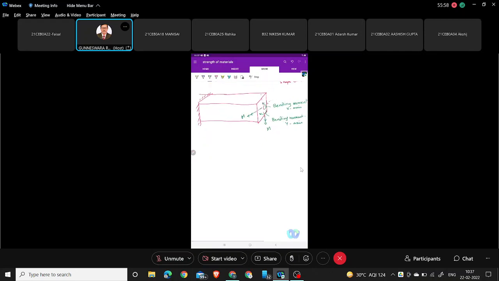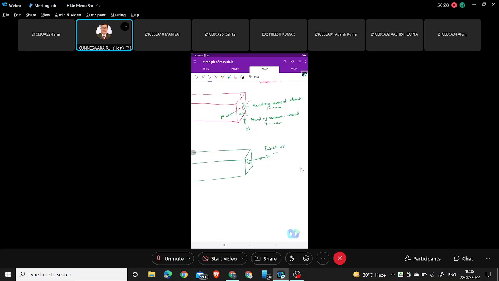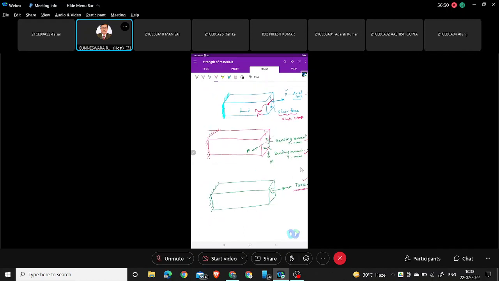Okay, so one is bending moment about x-axis, the other bending moment about y-axis. Say, for example, if you are having the same block, and this block is acted upon by a moment in this direction, put the thumb in the direction of these two and try to rotate this. That means you are applying a couple in this direction. So this is called twist or torsion. Don't say the word twist. Twist is per angle. This is torsion. So what type of deformations take place due to torsion, due to bending, due to shear, and due to axial force? These things we will be studying in strength of materials.